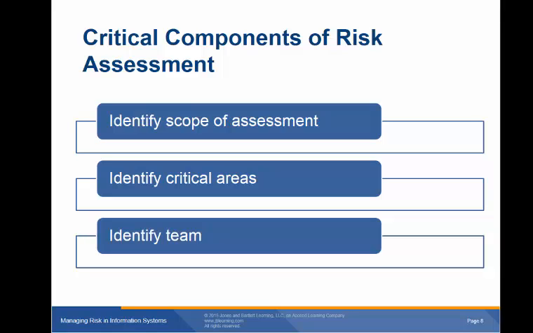So the critical components of a risk assessment. One, let's identify the scope of the assessment. The scope identifies the boundary of the risk assessment. And remember, the risk assessment is a snapshot in time. So when participants understand the scope, they are less likely to change it. Identifying the scope of the risk assessment helps keep the risk assessment on track.